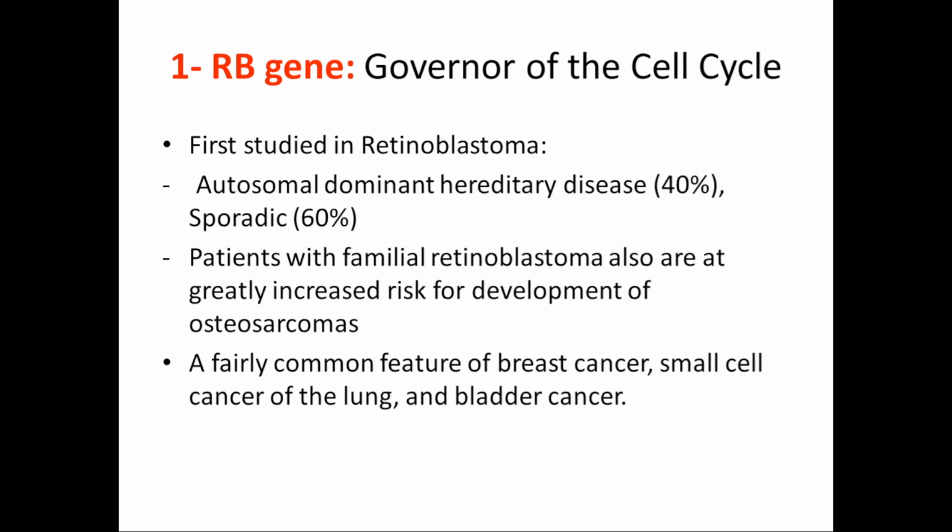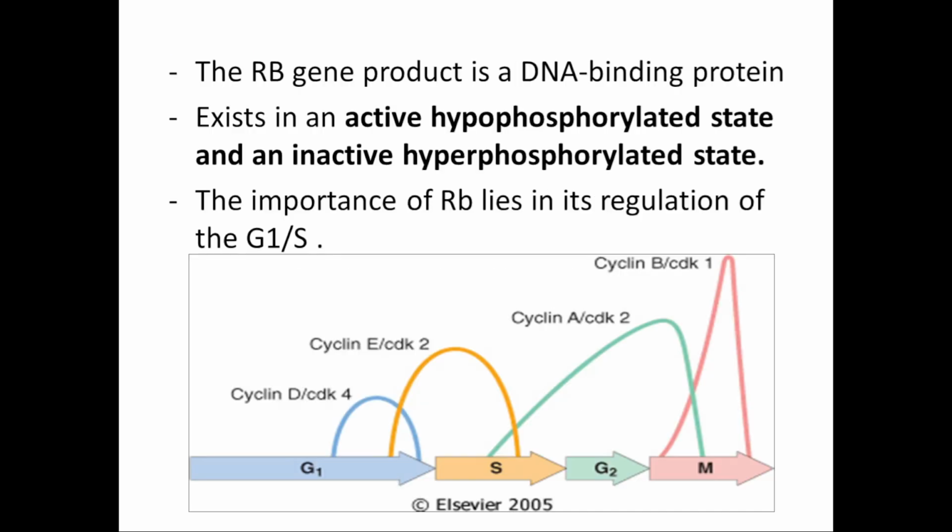So it could be inherited as an autosomal dominant hereditary disease in 40% of cases, or sporadic. Again, sporadic is the environmental factor, a primary mutation in the gene. Patients with retinoblastoma are also at greater risk of developing osteosarcomas. It's a fairly common feature also in breast cancer, small cell carcinoma of the lung, and bladder cancer.